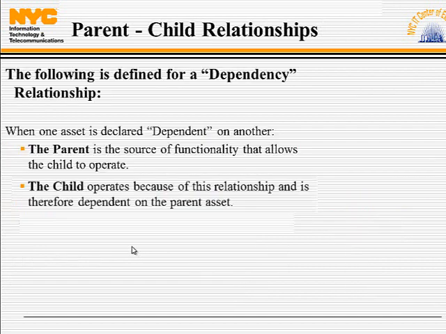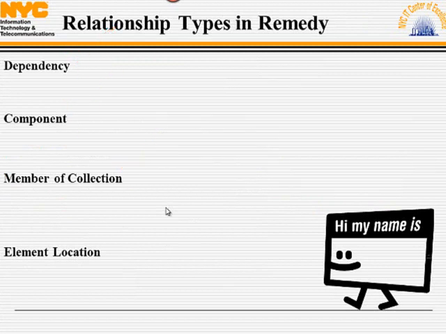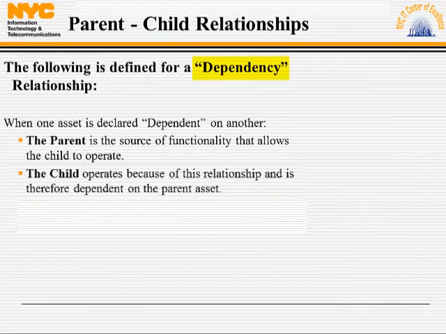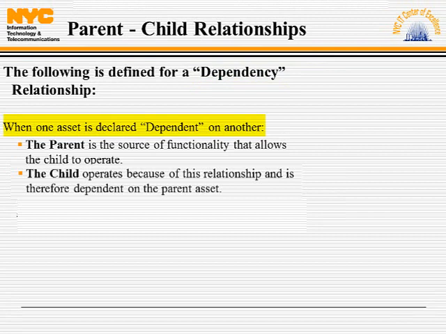All right, parent-child relationships. The following is defined for a dependency relationship. Each of these previous relationship types has parent and child relationships, but the definitions change slightly for each one. But we're just going to focus on dependency now because that's the one that's mostly used, and that's really the core of this tutorial. So when one asset is declared dependent upon the other, what it means is the parent is the source of functionality that allows the child to operate. The child operates because of this relationship and is therefore dependent on that parent asset.